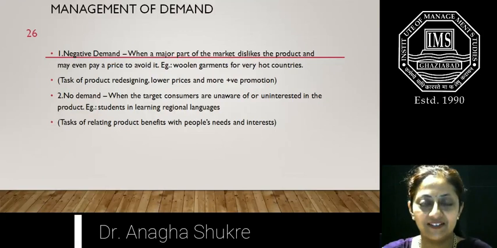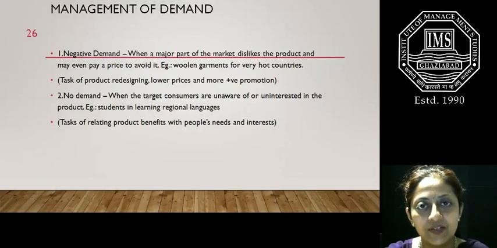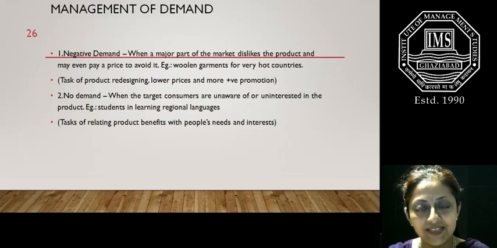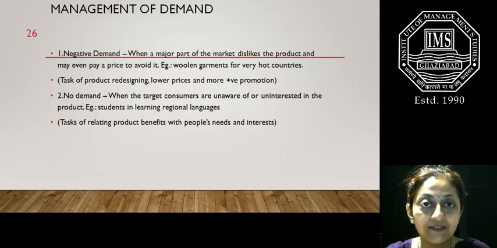Hello, good morning. In today's session, we shall be talking about management of demand. What is demand? In our earlier sessions, we said that demands are empowered human wants, characterized by willingness of the customers to purchase a product and having the ability to pay for the product. So, how do marketers manage this demand?